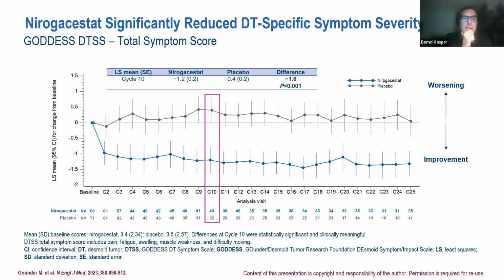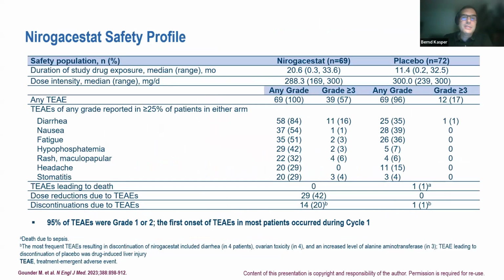The next slide. There are, of course, also some side effects. These are the most frequent side effects, such as diarrhea, nausea, fatigue, a low phosphate measurement, and rash. But on the other hand, 95% of all these side effects were grade 1 or 2, so rather low grade, and a lot of them usually occurred very early at the beginning of starting with this treatment during cycle 1. So usually during the first days or weeks of starting the treatment. The next slide.